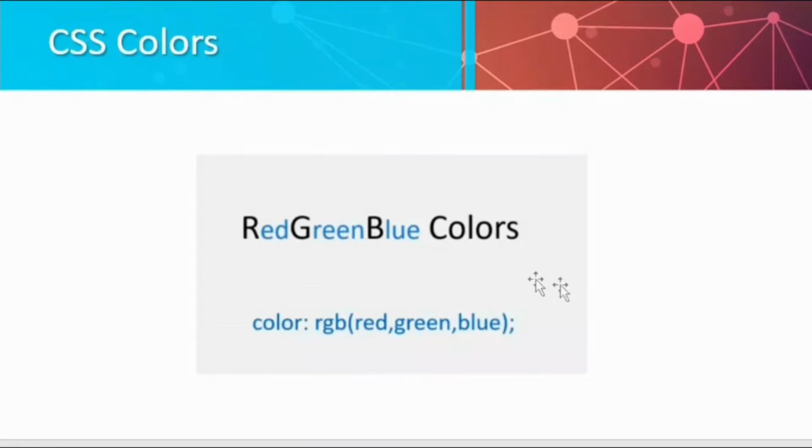Let's start with RGB colors. RGB stands for red, green and blue. What we do in this case is mix the three colors in different proportions to get the desired output color. This is based on the fact that we can make any color of our choice by mixing the three primary colors, which are red, green and blue.